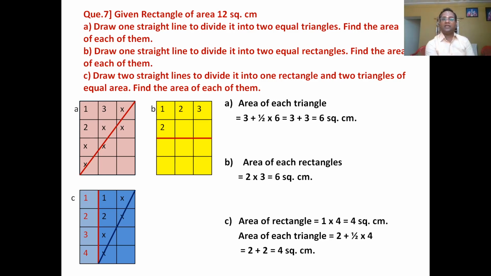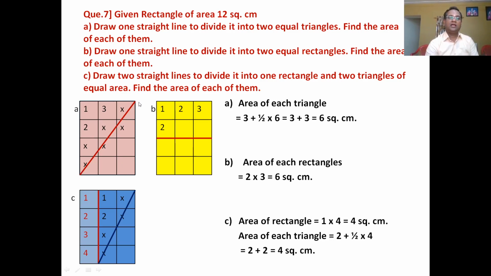Now we have yet another question. Given a rectangle of area 12 square centimeters. So a rectangle is given. See, 1, 2, 3, 4 is 12. So the area of the rectangle is 12 square centimeters. In part A, you have to draw one straight line to divide it into two equal triangles and find the area of each of them.